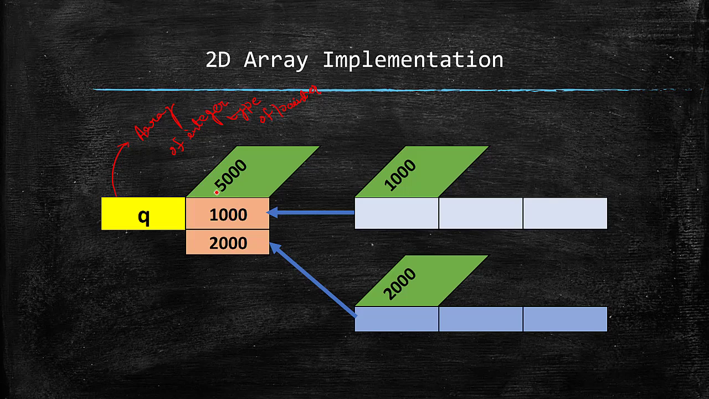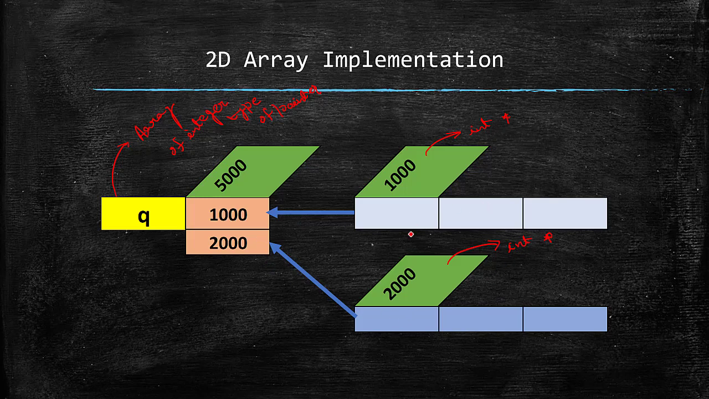Now its starting address is 5000. Here we are creating space dynamically for three cells. Each and every cell will be of the same size as an integer because we are creating an integer type of array. Now we are typecasting the starting address, that is 1000, into an integer pointer. Similarly, we are typecasting the other one into an integer type of pointer. Now, as Q is an array of pointers of integer type, we can put this 1000 over here, right? Now we can put the 2000 over here.